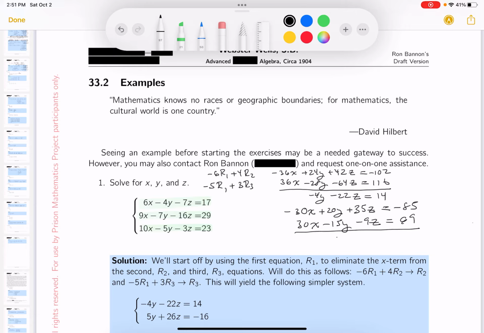And what do you get? 5y. That would be 26z. And let's see, minus 85 and 69. Right? That's going to be what? Minus 16, right?